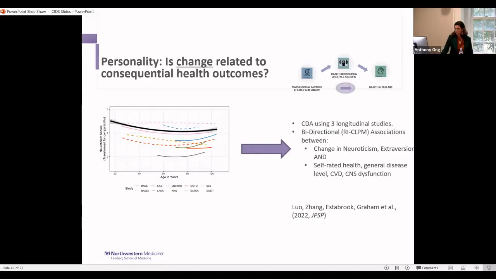This is a recent paper of ours that came out, again led by Jing Luo, who's research faculty in our department. Again, it was a relatively small CDA because she does these really powerful models. This was using the random intercept cross-lagged panel model, or RI-CLPM, as I like to call them. The data requirements for these models are incredibly heavy, so the number of studies meeting the inclusion criteria was pretty low. I believe this was only using three. And we found, among other things, that changes in neuroticism were associated with both level and change in several health outcomes, including self-rated health, disease level, cardiovascular disease, and central nervous system dysfunction. And these findings were consistent with the idea that increasing in positive traits and decreasing in negative traits is generally good for health.